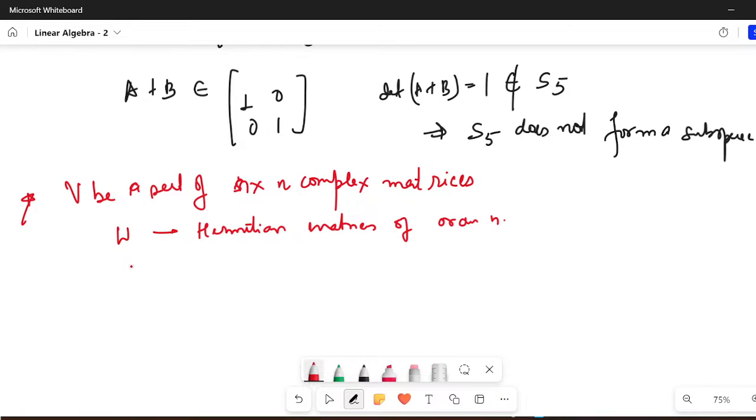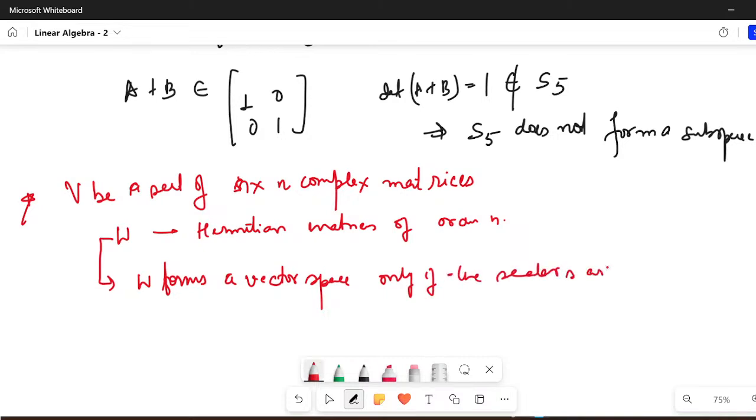It forms a vector space only when the scalars are real. So W will be a subspace of V, so W forms a vector space only if the scalars are real numbers. If they're complex, then they will not form a vector space.